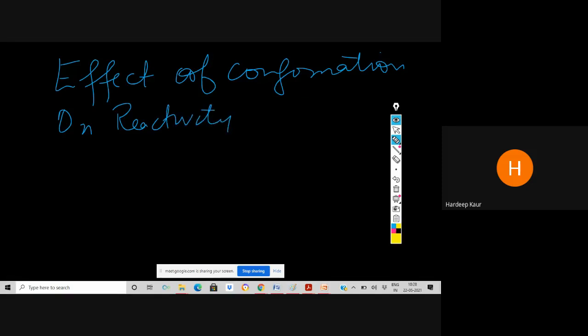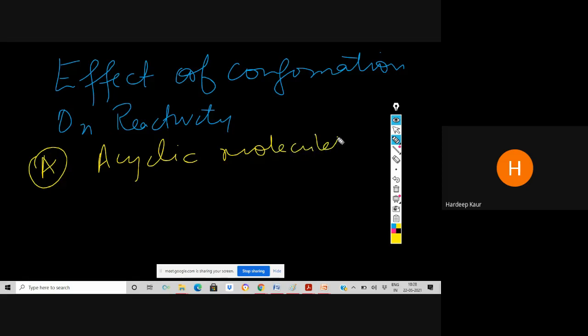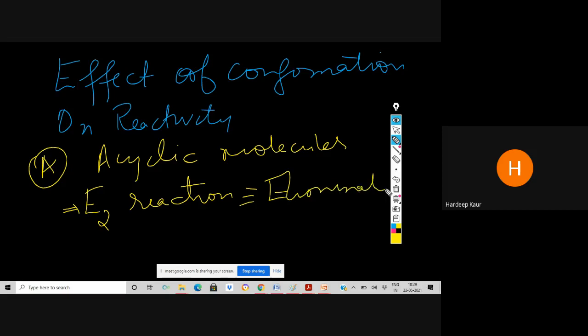So let us first take the examples of acyclic molecules, how the conformations affect the reactivity. I'm here considering the example of E2 reactions. What do you mean by E2 reaction? E2 reaction is an elimination reaction. So this is a bimolecular elimination reaction. So let us take one example.